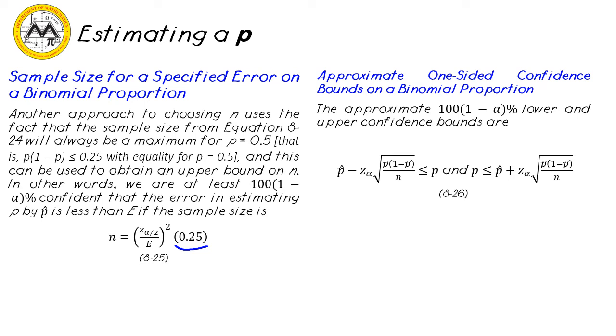So for one-sided confidence, we don't divide alpha by 2. So the lower bound would be p hat minus z of alpha times the square root of p hat times 1 minus p hat over n. And for the upper bound, it would be p hat plus z of alpha times the square root of p hat times 1 minus p hat over n.